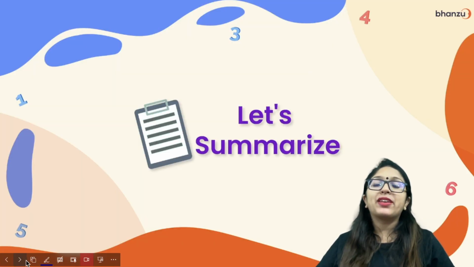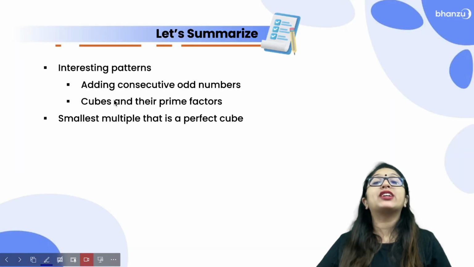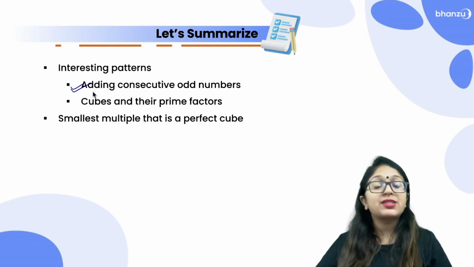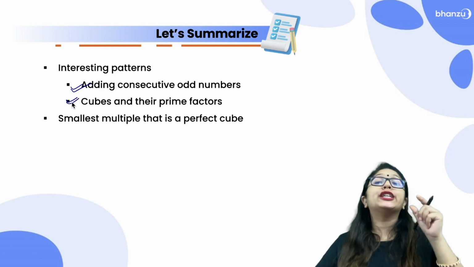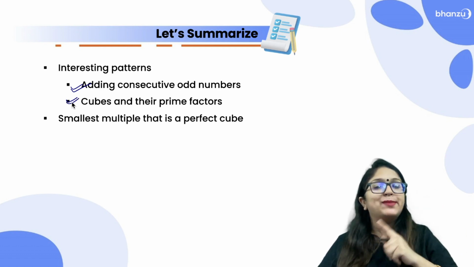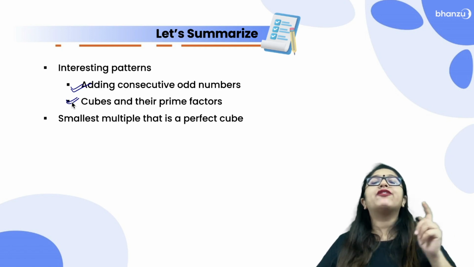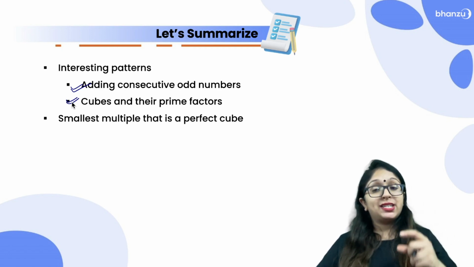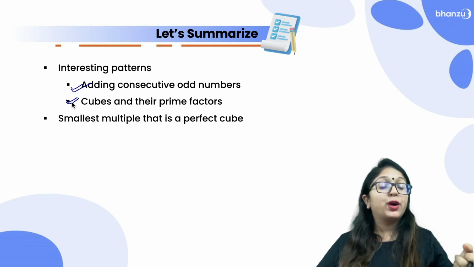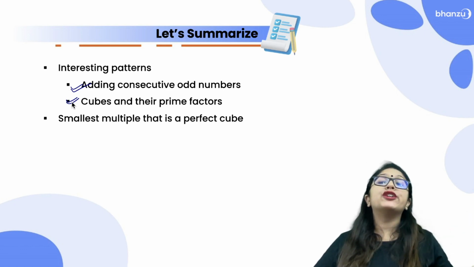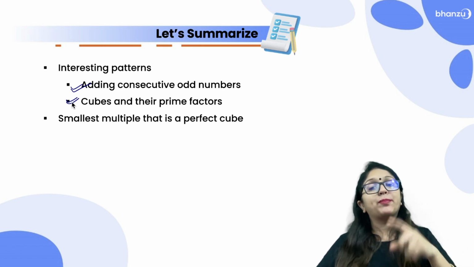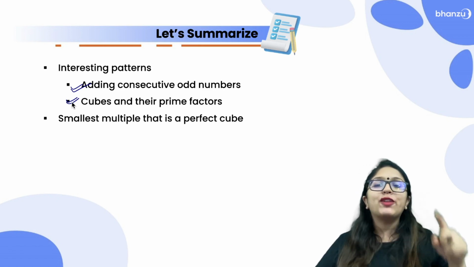Okay. So let's summarize what we learned today. We learned about interesting patterns. First of all, we talked about adding the consecutive odd numbers, right? And then we talked about cubes and their prime factors. So each prime factor in a cube number repeats 3 times, remember? And then after that, we learned what is the smallest number that we should multiply a number by to make it a perfect cube, and then also we learned what number we should divide by to make a number a perfect cube. So this is all we learned today.